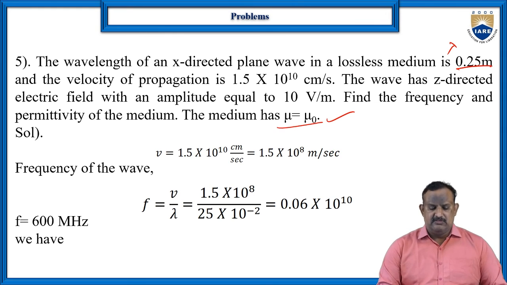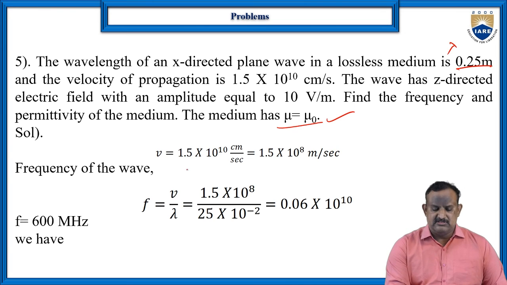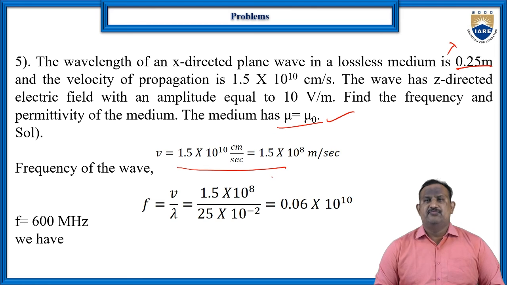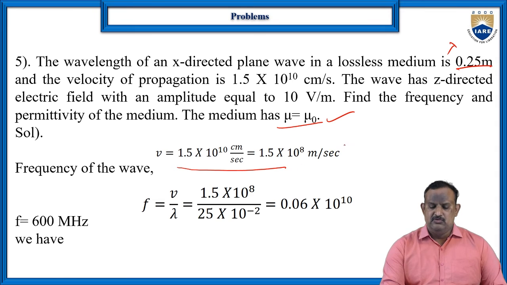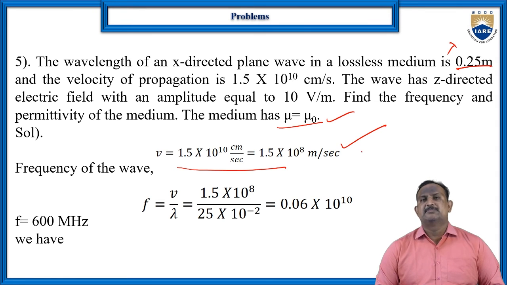So here we need to find out the frequency and the permittivity of the medium. What are the given values? The velocity of propagation is given. The velocity of propagation, which is also known as the phase velocity, v is equal to 1.5 into 10 power 10 centimeters per second. If you convert into meters, it is 1.5 into 10 power 8 meters per second.